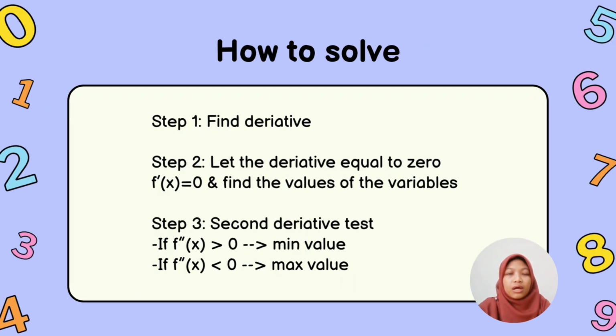Next, we are moving on to how to solve certain problems. For the first step, we need to find the derivative. Second, we let the derivative equal to 0, f prime x equal to 0, and find the values of the variables. And last step is we need to do the second derivative test. If f double prime x is larger than 0, it is a minimum value. If f double prime x is smaller than 0, it is a maximum value.